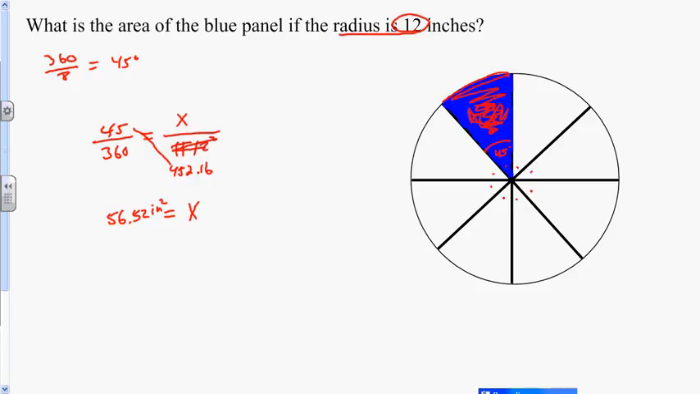The other way we could have done it is to take the area of the circle, which is this, and since they're all equal, we could have divided it by 8. But I wanted to show you how this worked.